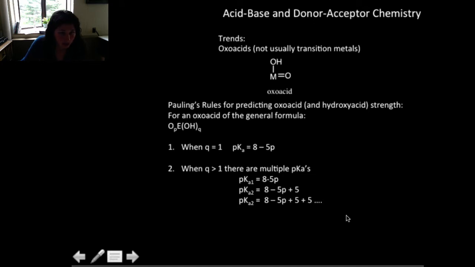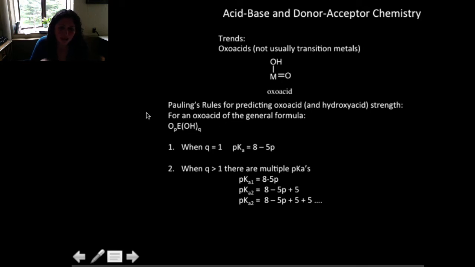As far as oxo acids go, oxo acids are not typically transition metals. These are things that you will usually find the alkali metals or the nonmetals forming oxo acids. The most common ones that you probably know of are nitric acid and sulfuric acid. And there are no periodic trends, but there are trends that are based on the number of oxides and the number of hydroxides that are bound to the element.